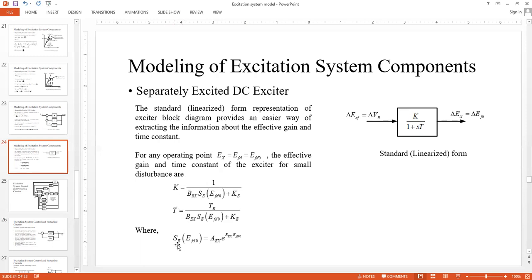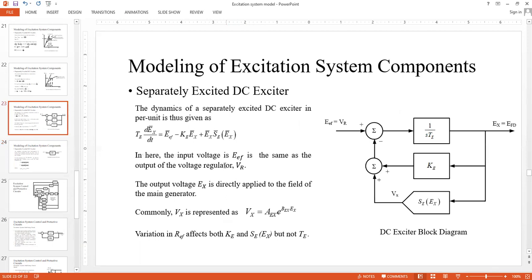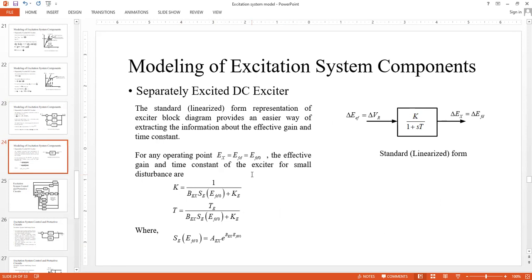Where S_E(EFD0), you see now this S_E is calculated at a certain operating point because of the linearization. Now S_E(EFD0) is a certain value. It's no more a variable. Here S_E(EX) is a variable, it is a function of this EX. But after linearization, the benefit is that you are getting this S_E at a certain operating point.